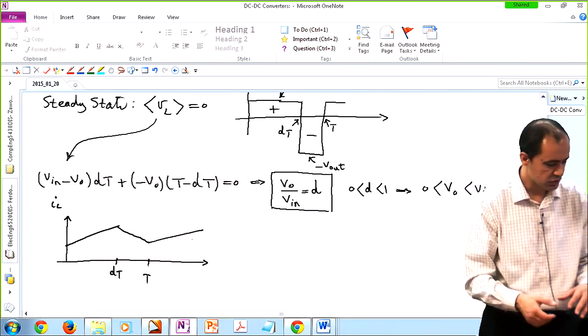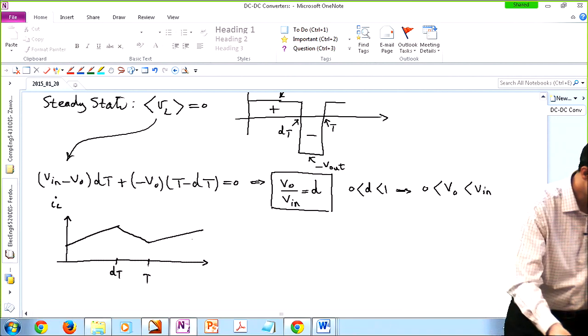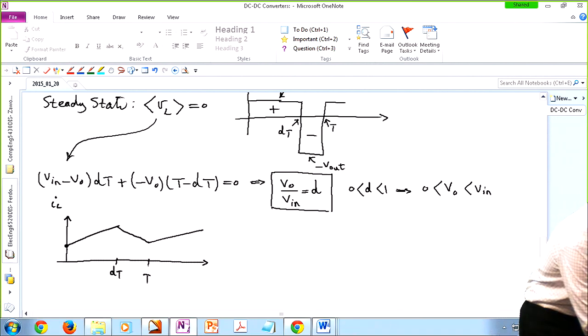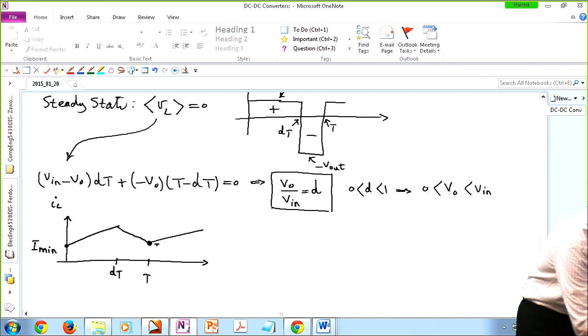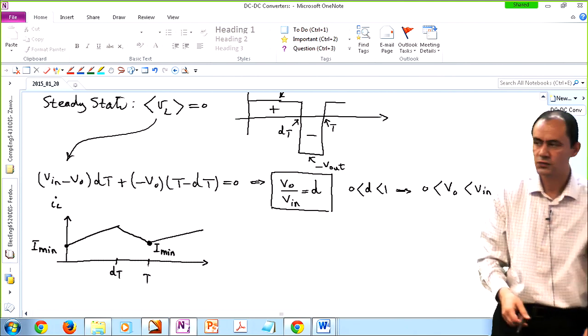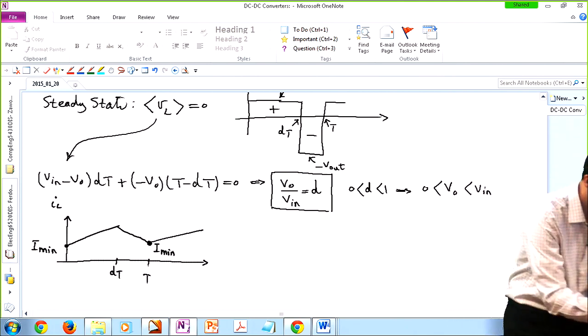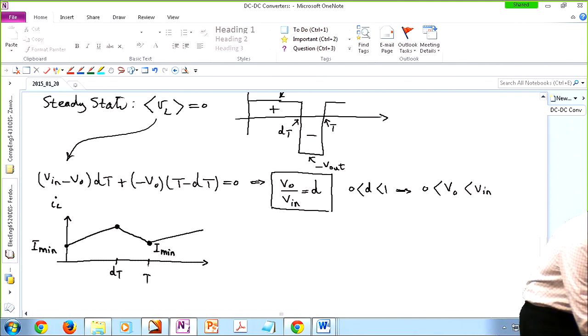And on average, you can see that the initial value of the inductor current, which is this point over here, let's call it I min, is the same as the final value of the inductor current, which is again I min. So the indication is we are actually operating under steady state conditions, and we call this I max.